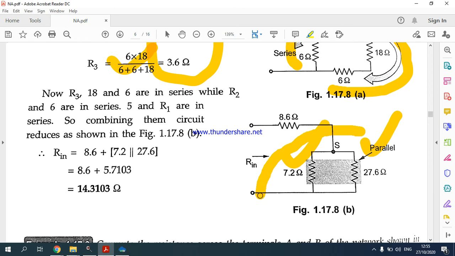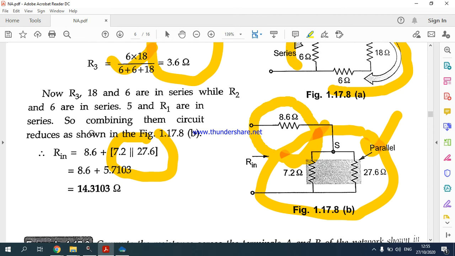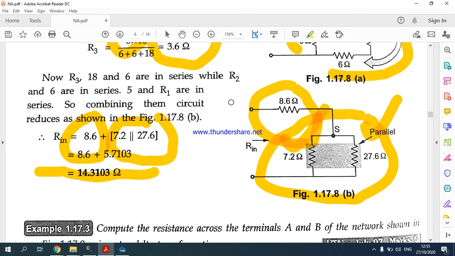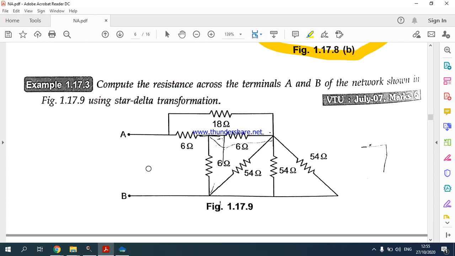Next, these two are in parallel. This parallel setup is in series with what? 8.6. Add these three, you will get R in. This is the equivalent circuit, the equivalent resistance R in, what you are expecting. I hope this is clear, right? Yes, sir. Okay. Next, I will move to the next problem.